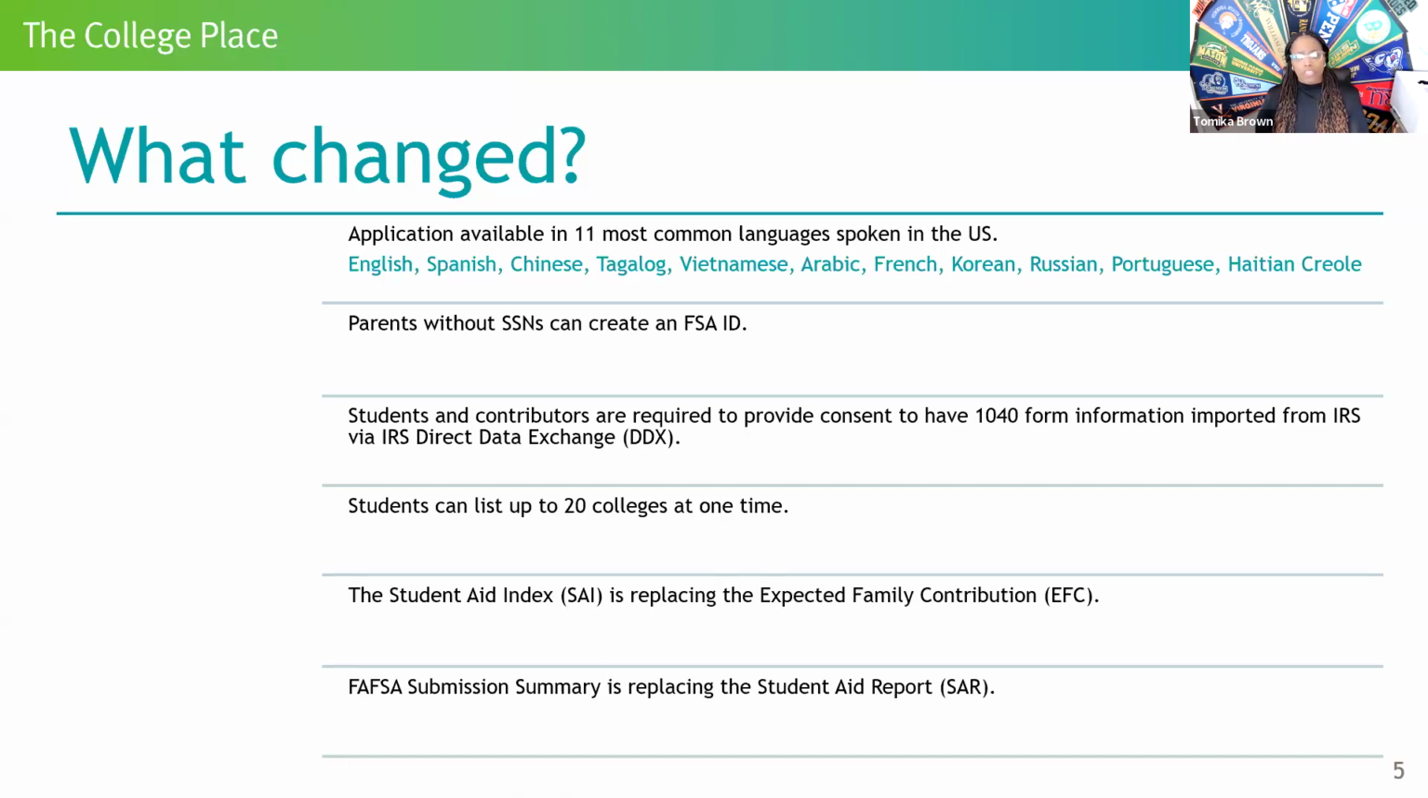Also, students and contributors are required to provide consent to have their 1040 form information imported from the IRS through the DDX process. Students can list up to 20 colleges and universities at one time, which we saw from moving through the application. The student aid index is now replacing the EFC, and I'll talk about what that really means in practice. And then the FAFSA submission summary is replacing the SAR, or the student aid report, that we are used to students receiving after they have submitted their FAFSA and it's been processed.